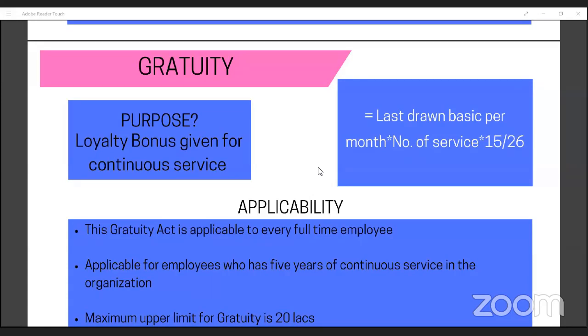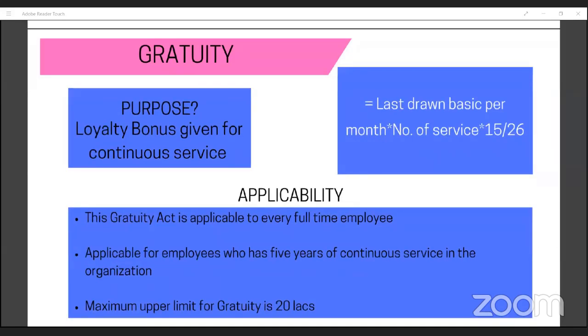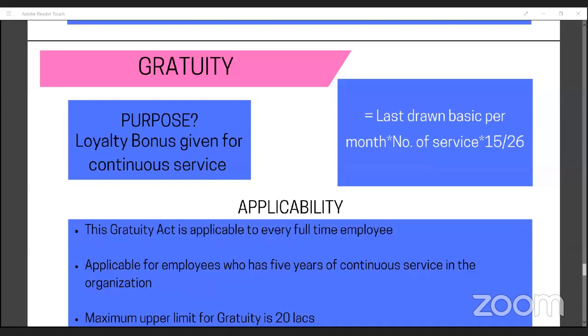In the entire structure, the gratuity component is the only component which has a formula. So far, whatever we have seen is only percentages, but for the first time we are seeing a gratuity formula. Let me tell you what formulas they have come up with. When they started gratuity, a certain set of formulas came in. So the formula goes like this.